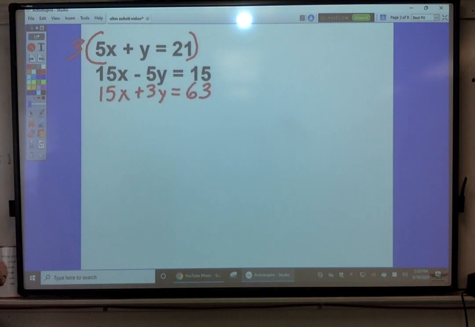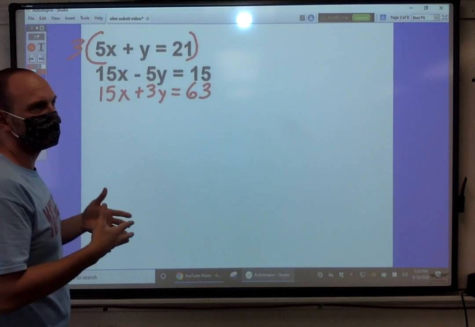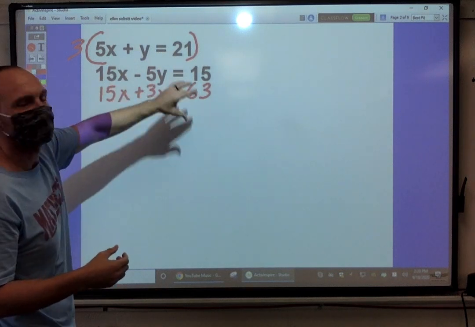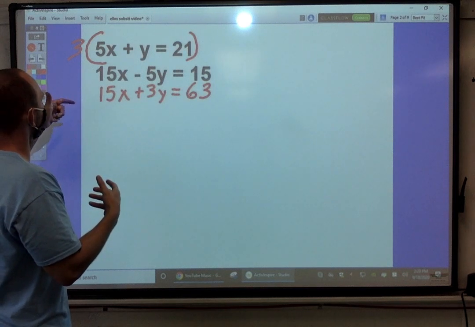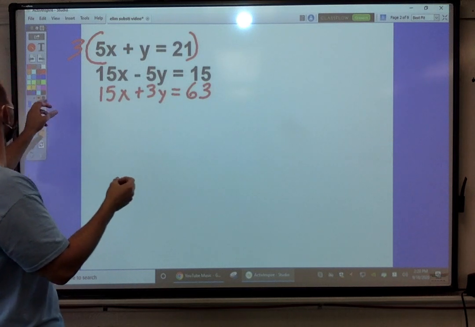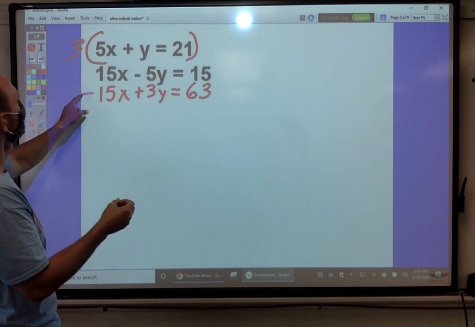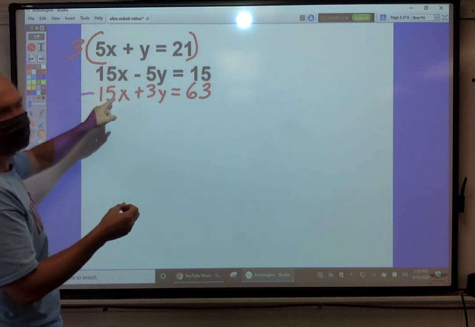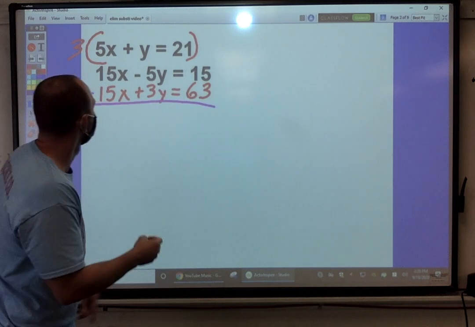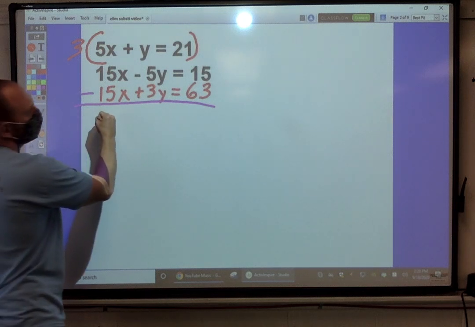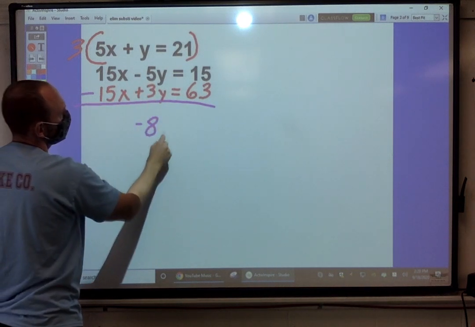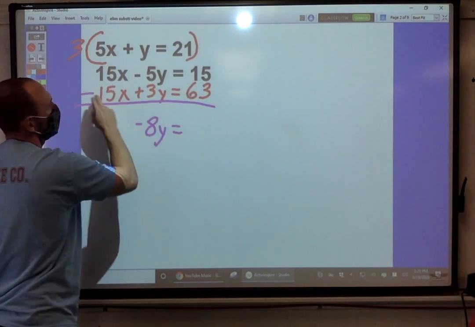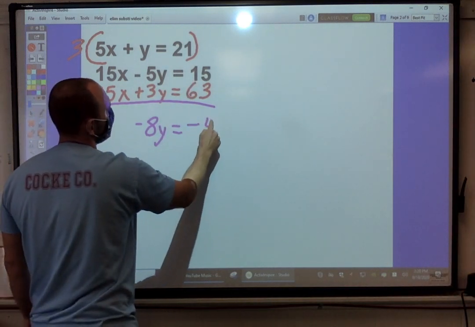Alright, and I think that you said next is either add or subtract the equations, the parts that are equal, or like terms, and see if we can make one of them become 0. So if I subtract, 15 minus 15 is 0, so that's what I'm going to do. That makes my x's 0, they're gone. Negative 5 minus 3 is negative 8. 15 minus 63 is negative 48.